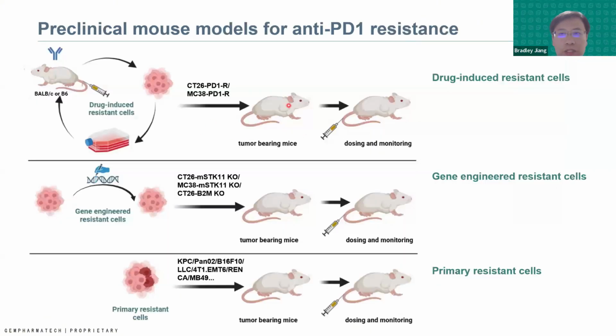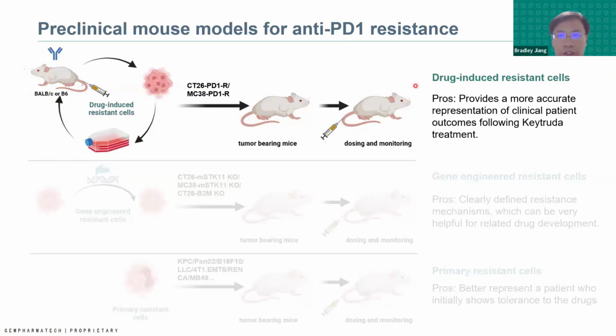To better mimic human anti-PD-1 resistance in mice, we have three different kinds of PD-1 resistance models: the drug-induced resistance cells, gene-engineered resistance cells, and primary resistance cells. In drug-induced resistance cells, since Keytruda is immune cell dependent, we can only get the induced resistance models by in vivo induction. This method can provide a more accurate representation of clinical patient outcomes following Keytruda treatment.